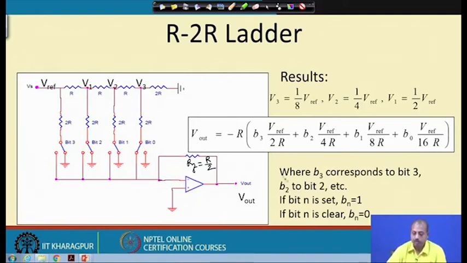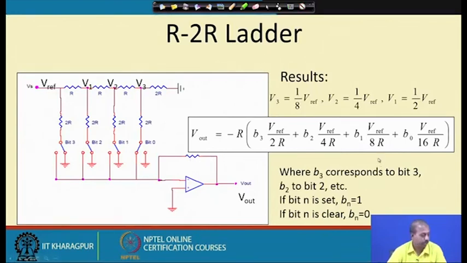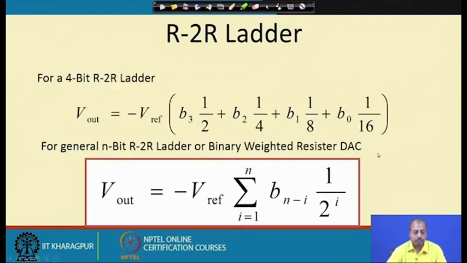Okay. So, B3 is connected to bit 3, B2 is bit 2, etc. If bit n is set, then Bn equals 1, and if bit n is cleared, then Bn equals 0. In this fashion we can have an R2R ladder implemented, and it gives the corresponding digital output. So, we have this V out, this is the final expression that we have.